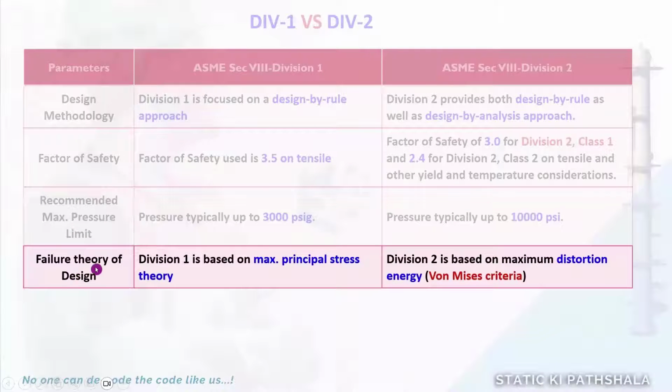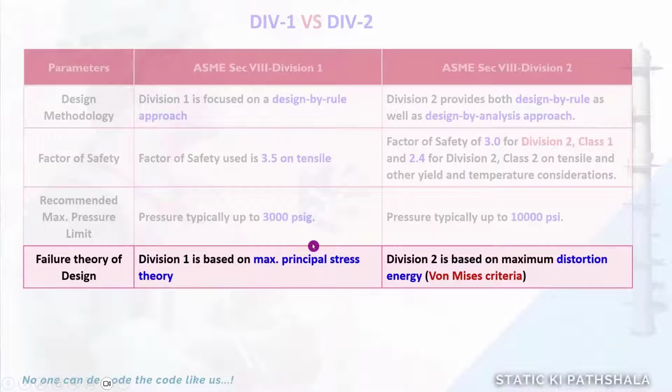When it comes to the failure theory of design, those who have any queries or questions can just write them down. At the end of the session, we'll take all the questions one by one. So for the failure theory of design, division 1 is based on the maximum principal stress theory and division 2 is based upon the von Mises criteria, which comes under the maximum distortion energy theory.